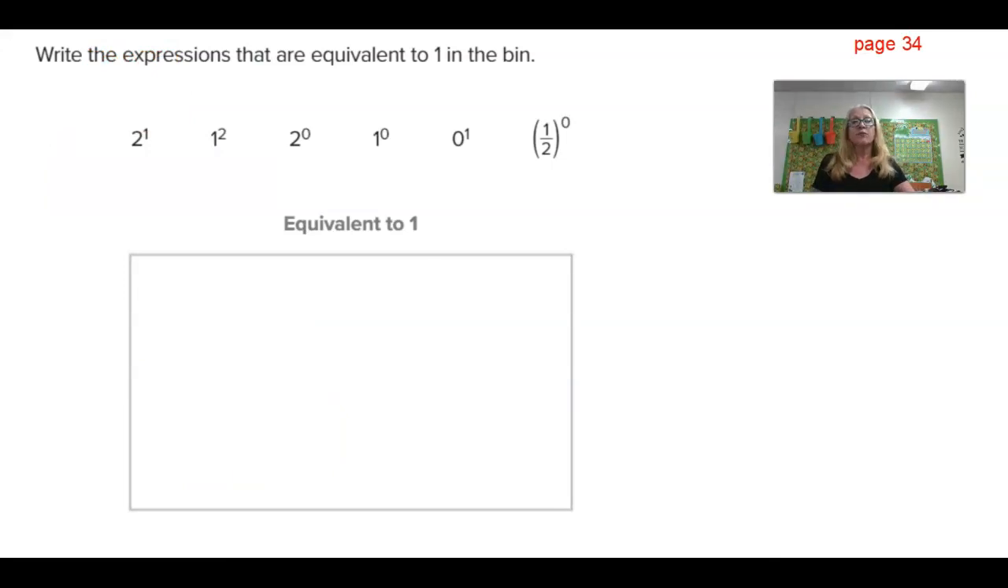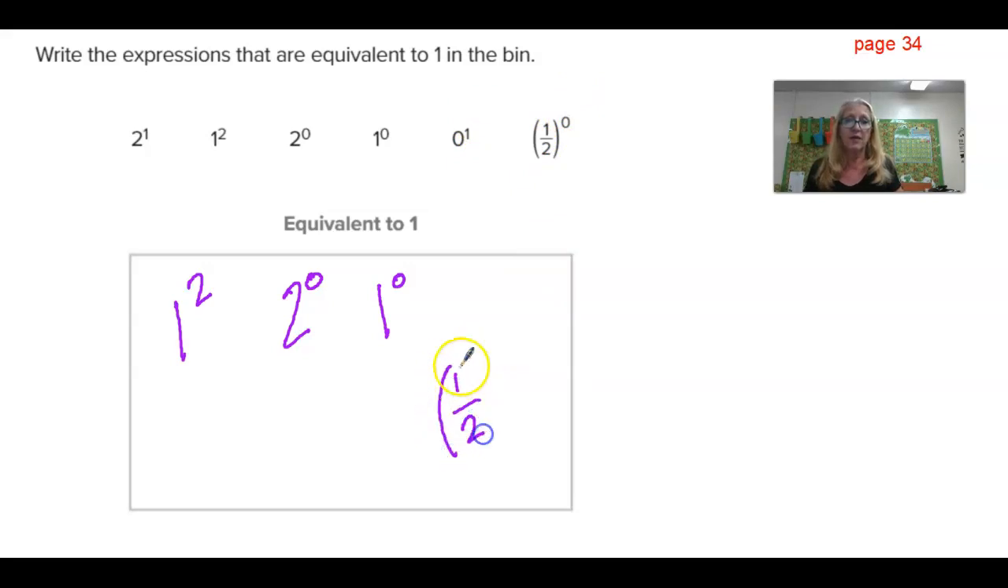Write the expressions that are equivalent to 1 in the bin. Well, let's look at these. 2 to the first power is equal to 2. That's not equal to 1. 1 to the second power is equal to 1 because 1 times 1 is 1. Any number to the 0 power is equal to 1. Any number including 1 to the 0 power is equal to 1. 0 to the first power is just 0. And any number to the 0 power is equal to 1. So all of these are equal to 1.